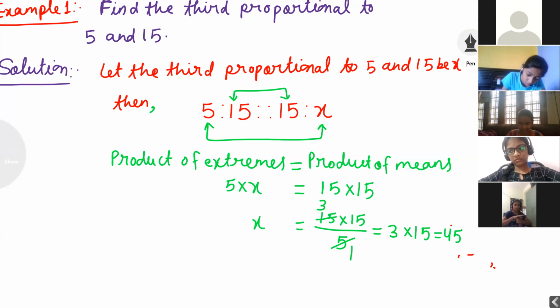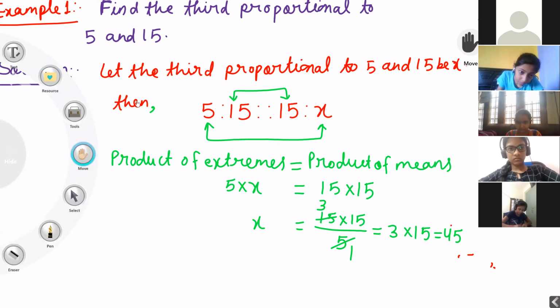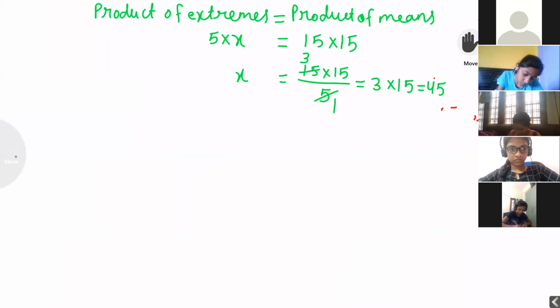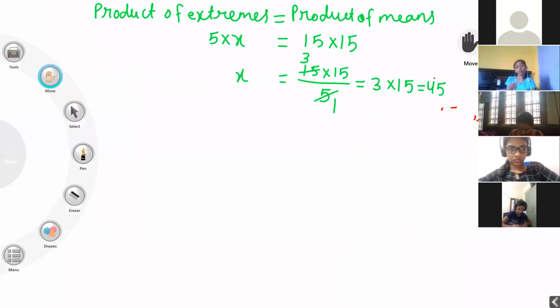Let the third proportion to 5 and 15 be x. Then 5 is to 15 is the same as 15 is to x. If I want to find the third proportion, I always take x at the last. Note down example second.